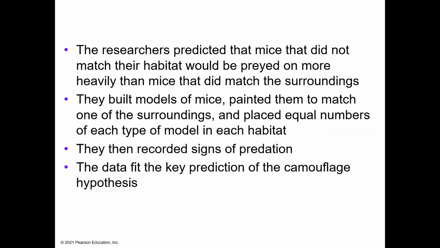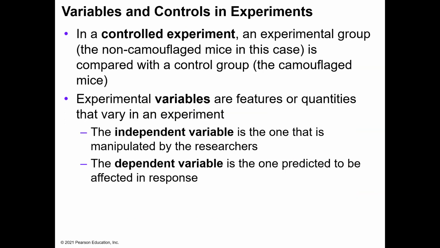We're going to skip this test study of the mice, and we're going to jump into variables and controls in experiments. So what is a controlled experiment? In a controlled experiment, you have an experimental group that is compared to a control group. So one group of individuals did not receive the experimental treatment, and then the control group is the group that doesn't receive anything at all.